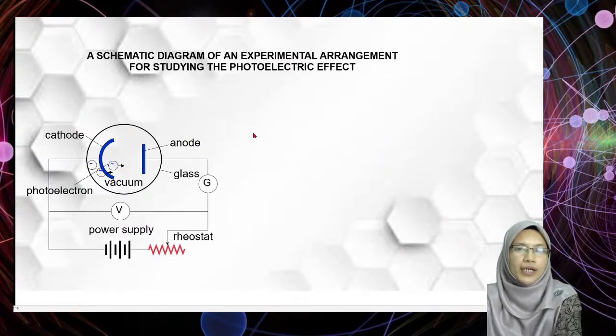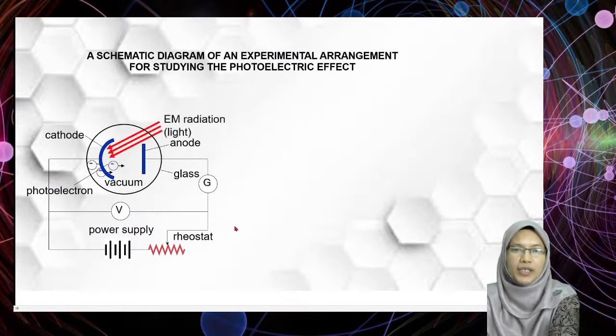And now we look at a schematic diagram for the photoelectric experiment. This experimental arrangement consists of cathode, anode, voltmeter, galvanometer, power supply, and rheostat. The negative terminal of the power supply we connect to the cathode, and the positive terminal of the power supply we connect to the anode.